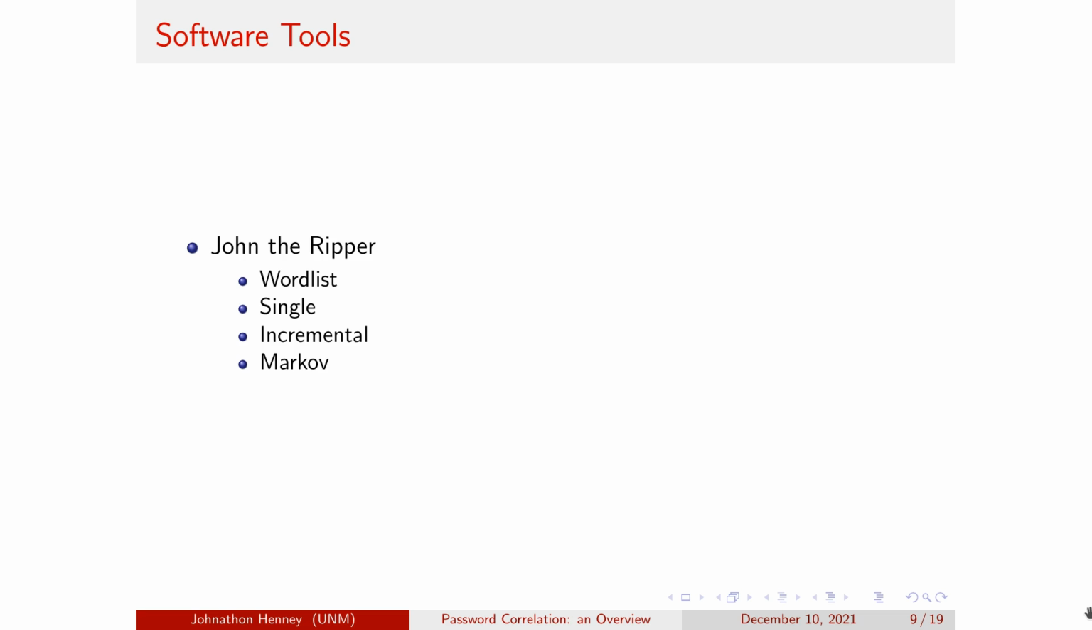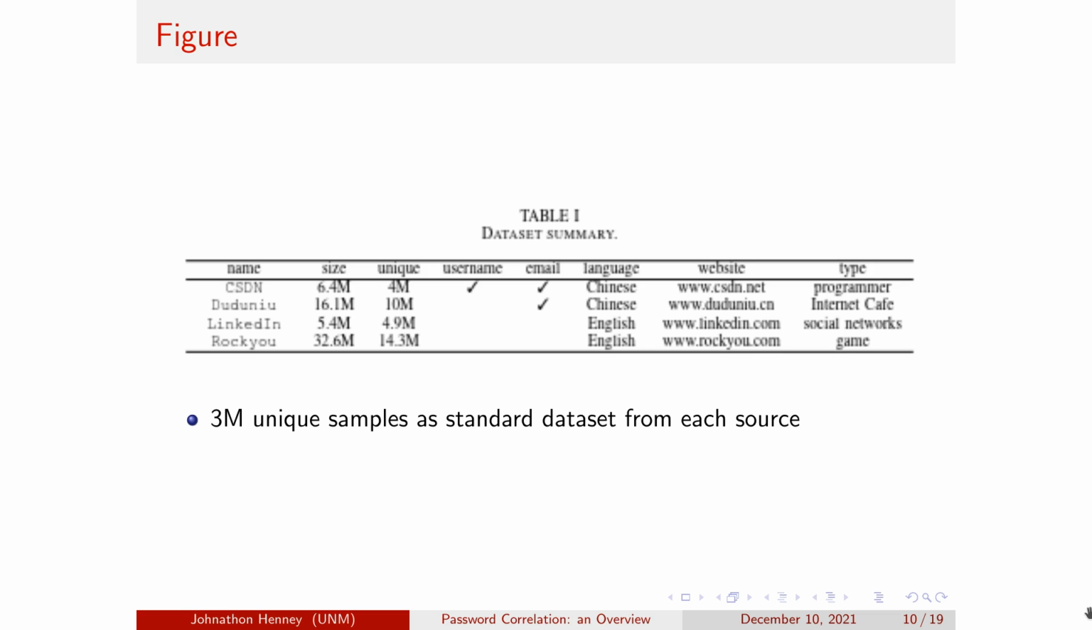And so here in this figure, we see the data sets that these researchers used to pull their sampled passwords from. Two of these are Chinese-based databases, and then it also used two American databases, LinkedIn and RockYou. And they sampled 3 million unique passwords from each of the different databases as their samples to perform analysis on.